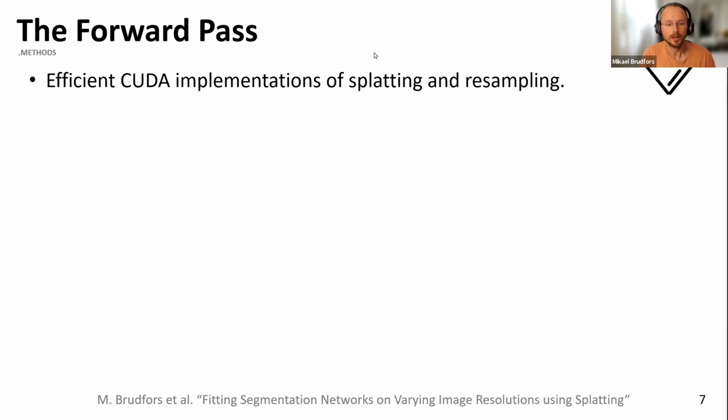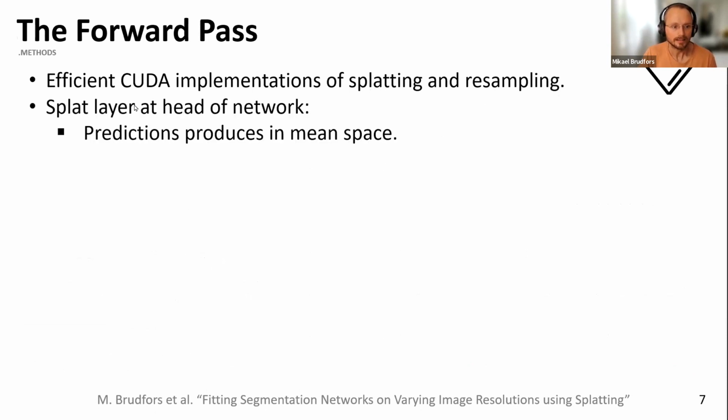Okay, so now let's talk a little bit about how this is integrated. First of all, we make a CUDA implementation publicly available for these operators. And then, as I said, we put the splat layer at the head of the network. This basically means that we can have input images of any dimensions, and as part of the network forward pass, the voxels are pushed into the mean space. So there's no prior resampling needed.